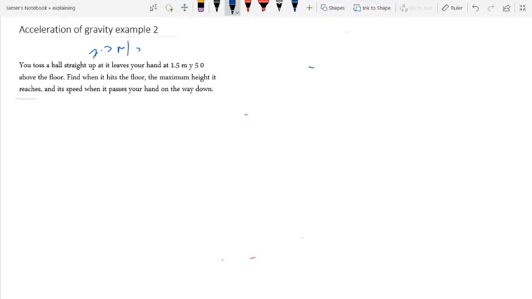Another example on the acceleration of gravity. You toss a ball straight up at 7.3 meters per second. This is the initial velocity of the ball. It leaves your hand at 1.5 meters above the floor. Find when it hits the floor, that is t, and the maximum height it reaches, and its speed when it passes your hand on the way down.